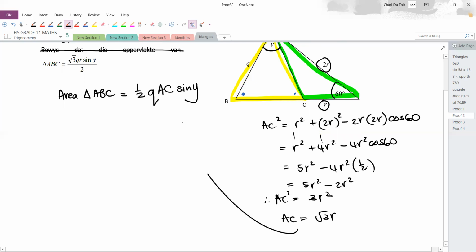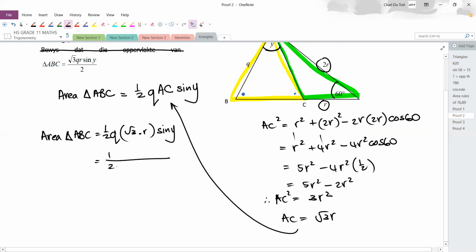So now I'm just going to pop that in there. And then I get the area of the triangle ABC as equaling half Q, and then AC is root 3 times R, and then sin Y. And what they did, they just wrote that half like this, 1 over 2, and then everything goes on top. Q goes on top, R goes on top, root 3 goes on top, and sin Y. And then I have the same answer. That's proven then.